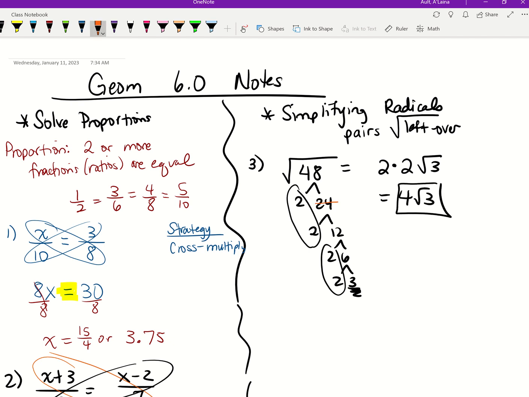Please notice I did not use these numbers anymore. They're not actually there anymore. I broke them down into smaller factors.